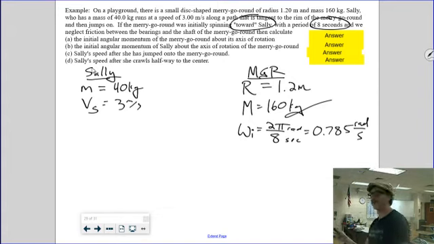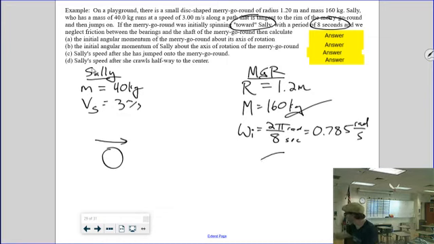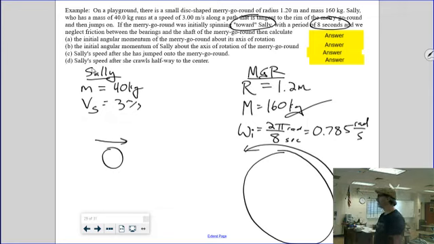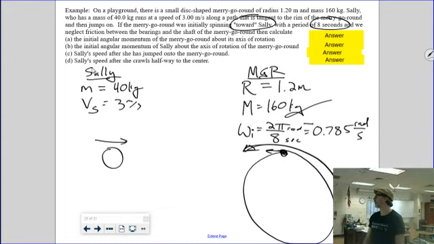So let's make a top view of this. Here's Sally. She's got a mass of 40 kilograms, and she's moving this way at 3 meters a second. She's going to jump onto this merry-go-round, which is spinning towards Sally. When we consider our linear and angular velocities, we want the linear velocity of a point on this thing to have the opposite sign as Sally's. So I'm going to make this initial angular velocity negative to indicate that its linear velocity is in the opposite direction as Sally's.